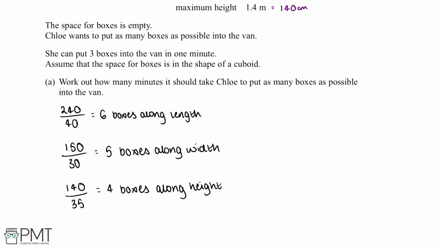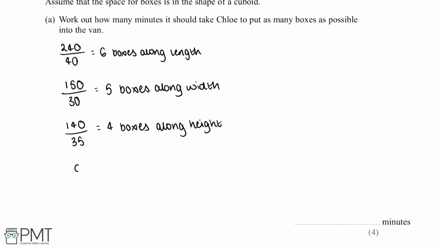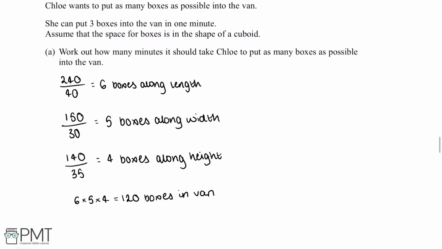So what this means is 6 boxes will fit along the length of the van, 5 boxes along the width, and then 4 boxes along the height. So in order to work out how many will fill the full van, we'll need to multiply these 3 numbers together. And 6 multiplied by 5 multiplied by 4 gives us 120 boxes.